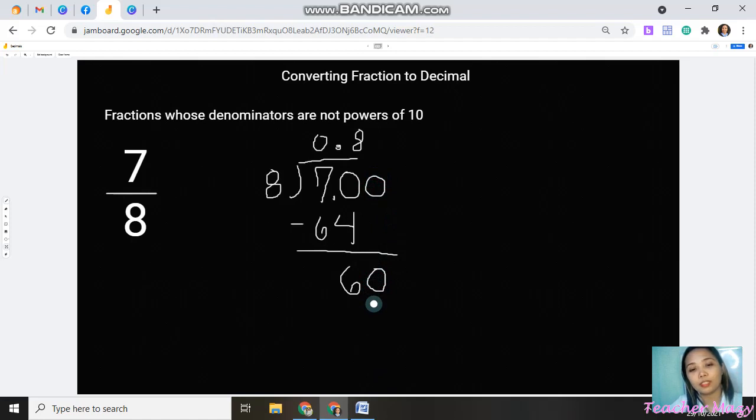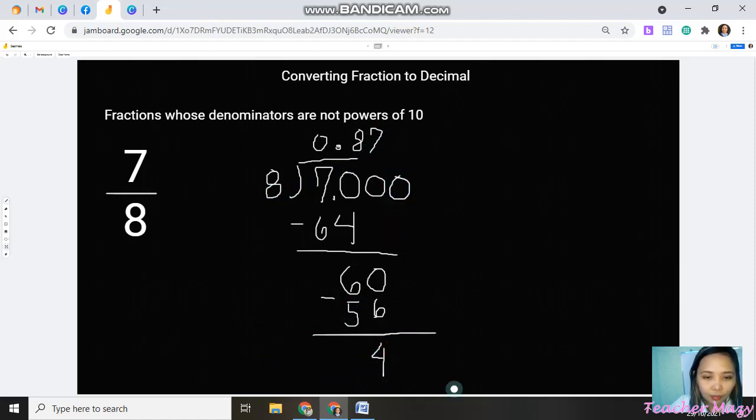Okay, bring down. So 60 divided by 8 is 7. And 7 times 8 is 56. Minus, we have 4. Let's add another 0. Bring down. So 40 divided by 8 is 5. And 5 times 8 is 40. So we can get a 0 remainder. Okay, so the answer is 0.875.